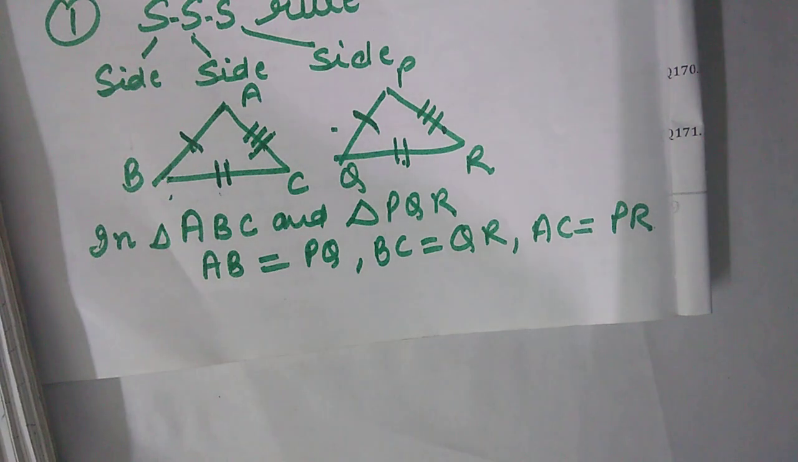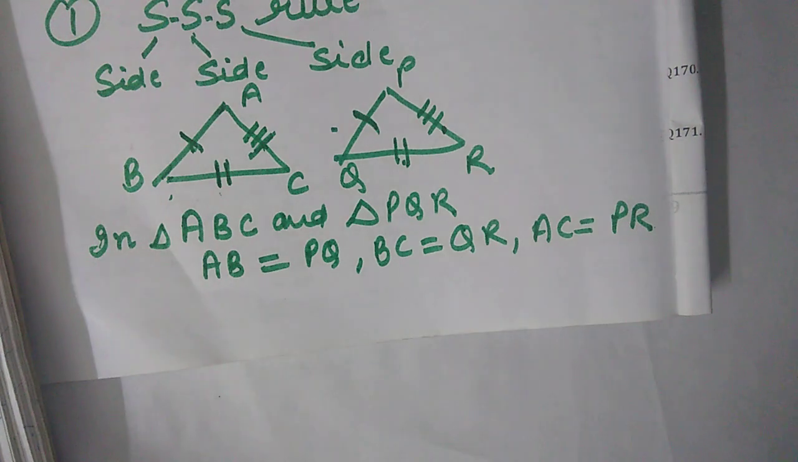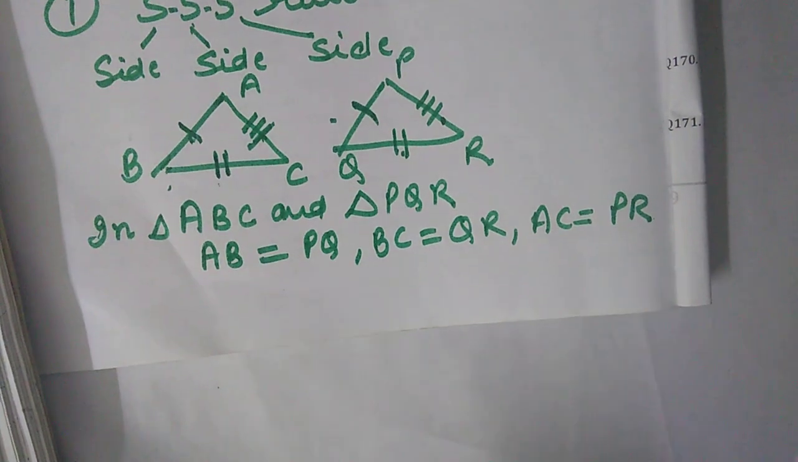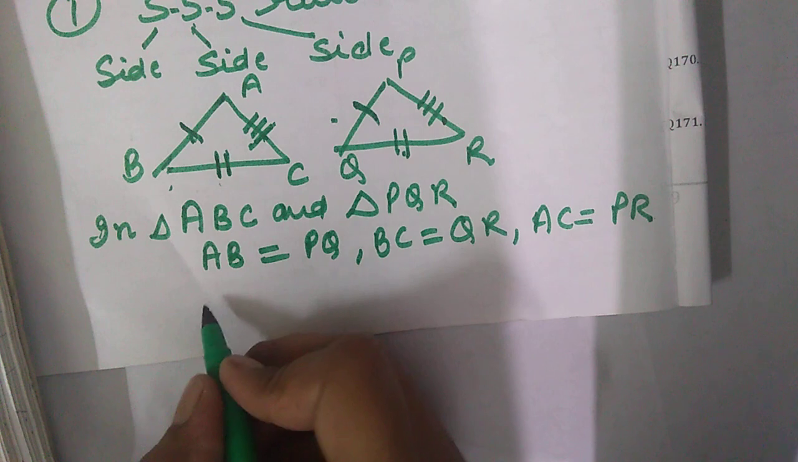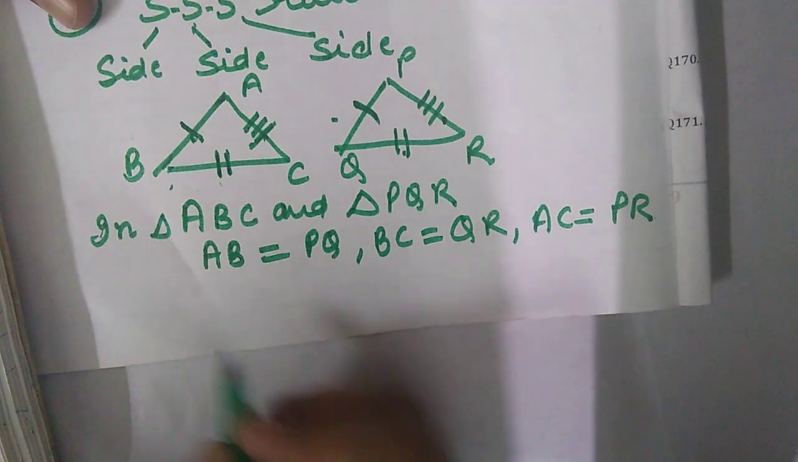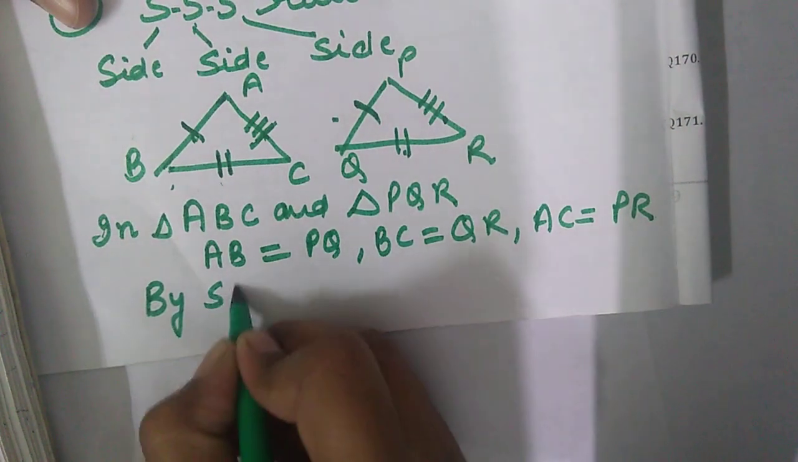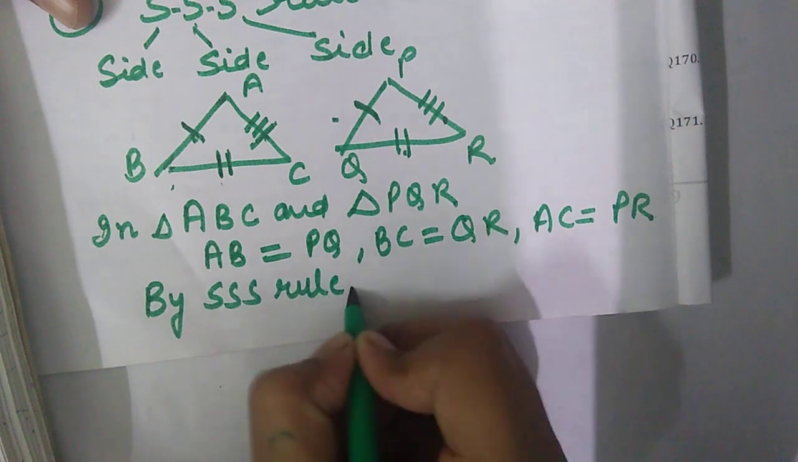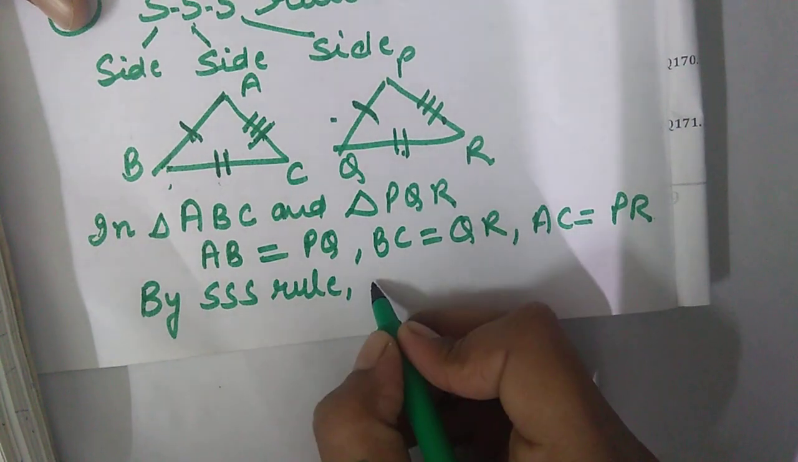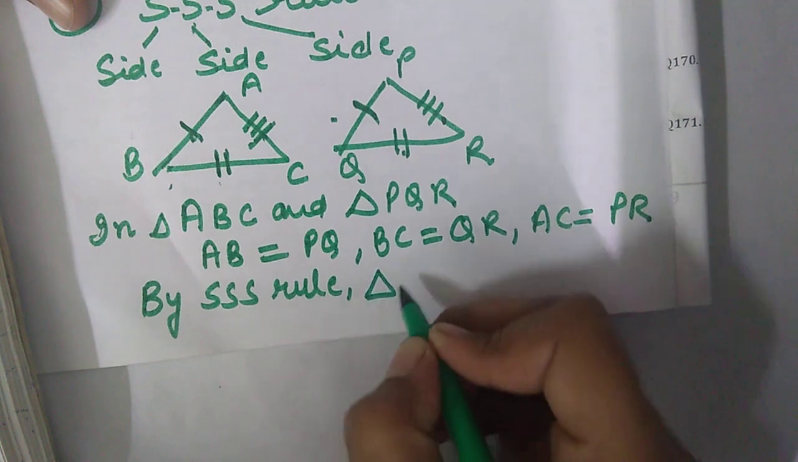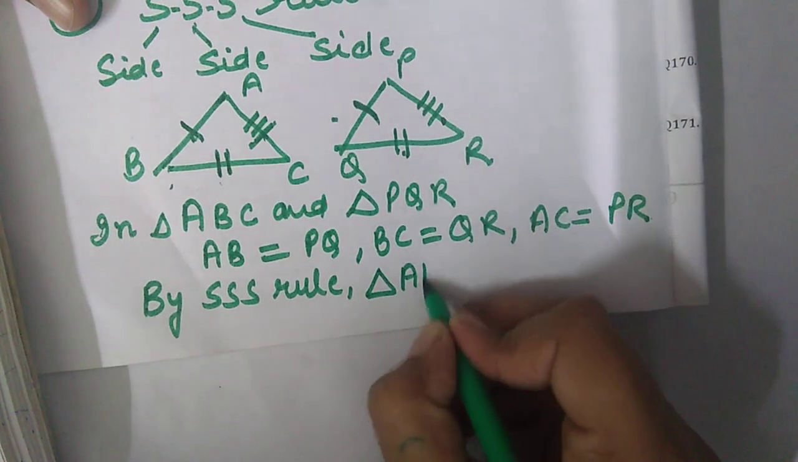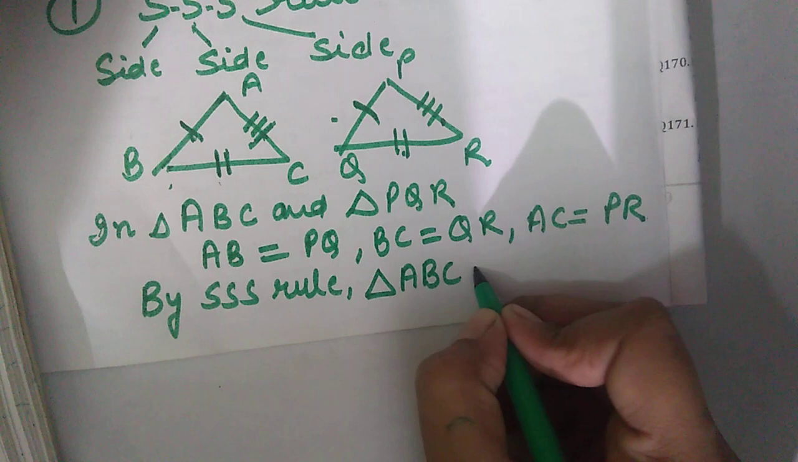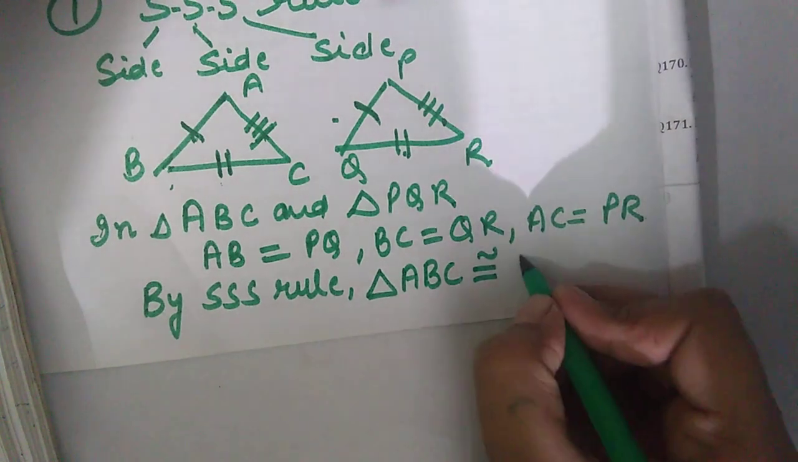Again the statement I am repeating, two triangles are congruent if the three sides of one triangle are equal to three sides of another triangle, then we can say the triangles are congruent. Now how will you write that the triangles are congruent? So first, as the three sides are equal, by SSS rule the triangles are congruent. And how will you write the naming of the triangle? First write any one of the triangles, ABC, then apply the sign is congruent to triangle.